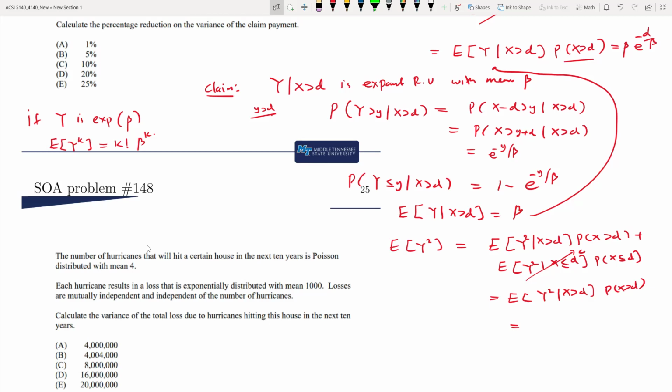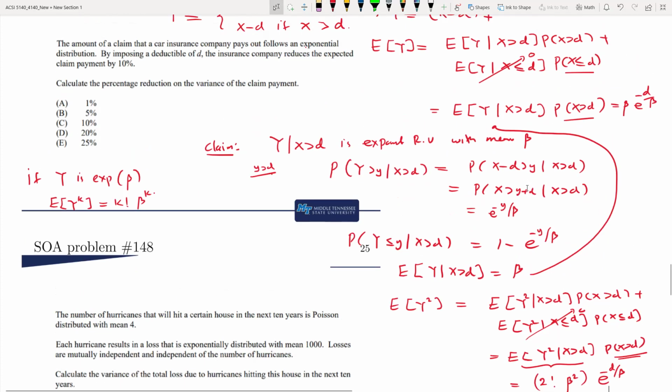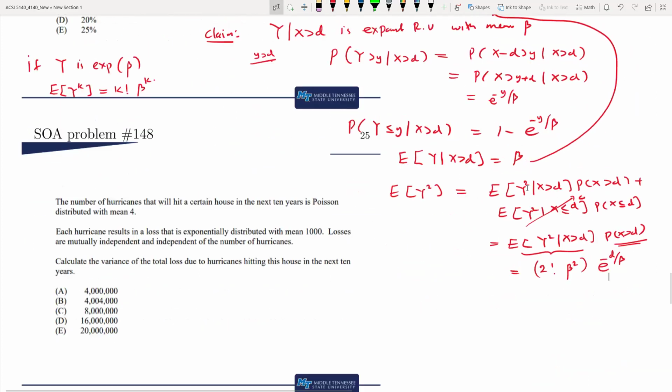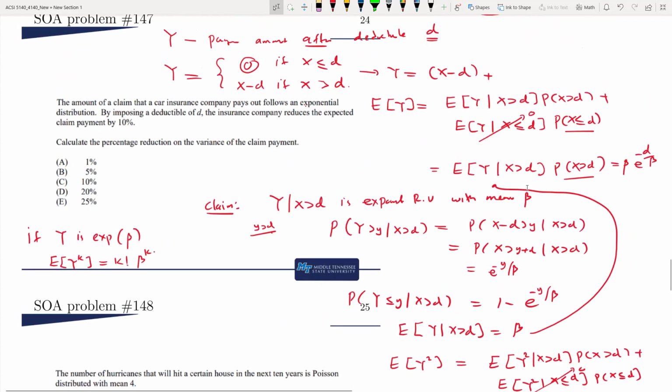So because of that, we know that now y is exponential with beta. So this one is going to be 2 factorial times beta square, times the probability x is more than d. That's going to be e to the power negative d over beta. So now the question says, if you go back and read the question, it says, by imposing a deductible of D, the insurance company reduced the expected claim payment by 10%.